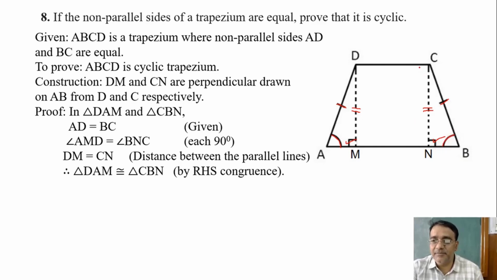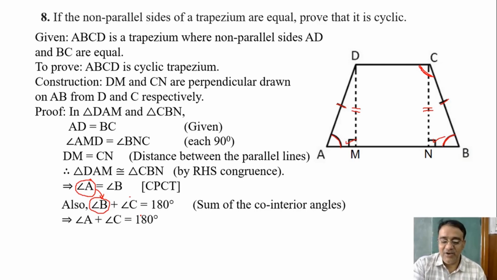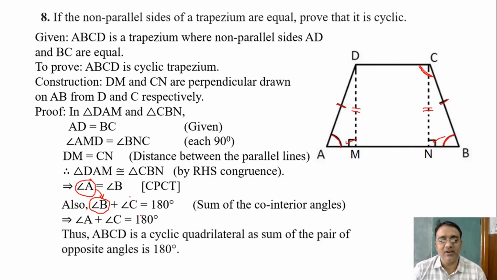Now angle B plus angle C is equal to 180 degree. Why? Co-interior angles. Very good. So what we will do, we will replace angle B by angle A here. So we'll get angle A plus angle C is equal to 180 degree. Now the pair of opposite angles is supplementary. That means the sum of the opposite angles is equal to 180 degree. Therefore ABCD is a cyclic quadrilateral. Any doubt?